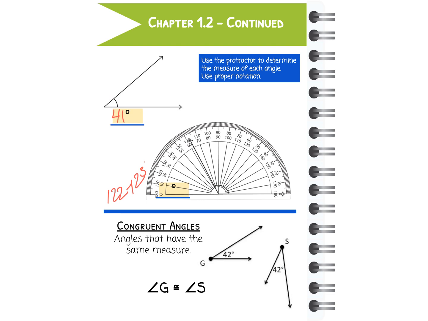Sometimes what you'll see instead is that they will draw arcs across it. So they'll just do this. Or they might do 2 arcs or 3 arcs, depending on how many sets of angles that they have are congruent. Again, we have our congruency symbol here. So this says angle G is congruent to angle S, and that's because they have the same measure.